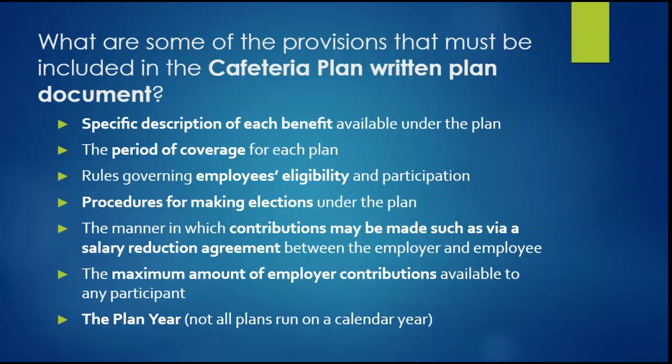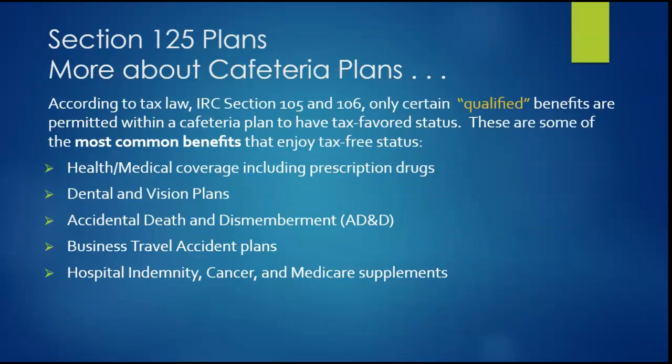Procedures for making the elections under the plan: what's the process that the employee goes through? The manner in which contributions can be made. So how does an employee make that? Do they enter into a salary reduction agreement, etc.? What's the maximum amount of employer contributions available to any one participant? Again, this is going to circle right back around to our non-discrimination testing. And what defines a plan year?